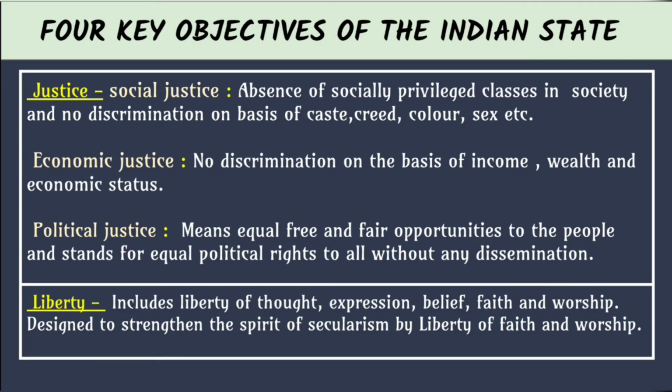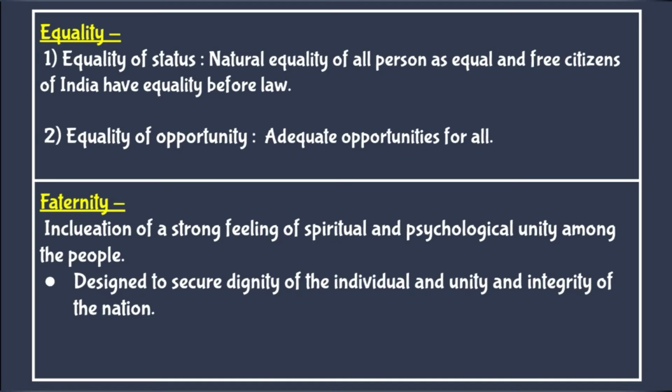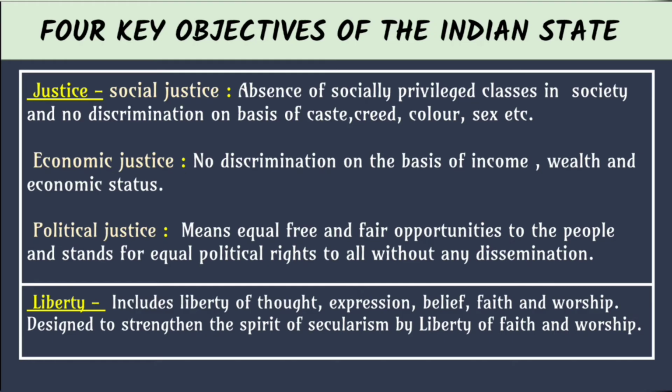One is justice, liberty, equality and fraternity. These 4 things are mentioned in the preamble. So the first one is justice. Justice is divided into 3 categories: social justice, economic justice and political justice. Social justice means there will be no discrimination in society, that is, on the basis of caste, creed, colour, sex, there will be no discrimination in our society. That is called absence of socially privileged classes in the society, and there will be no discrimination on the basis of caste, creed and so on.